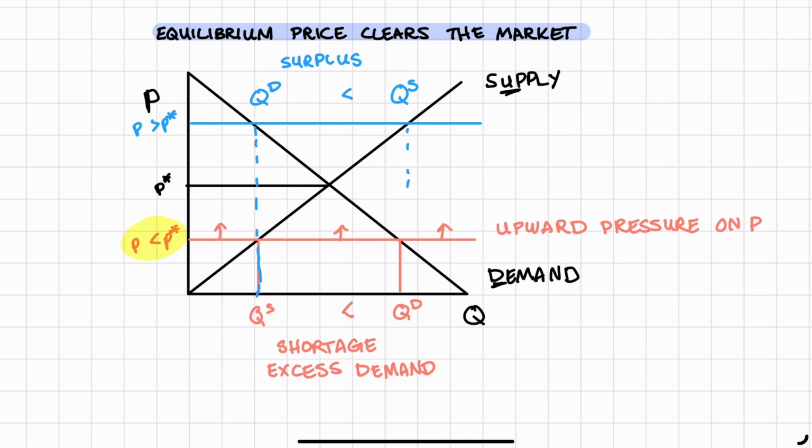So the units that are on the shelves are just sticking around, and in order to finally clear their inventory, suppliers have to start lowering their prices. So in this case, there's downward pressure on P.